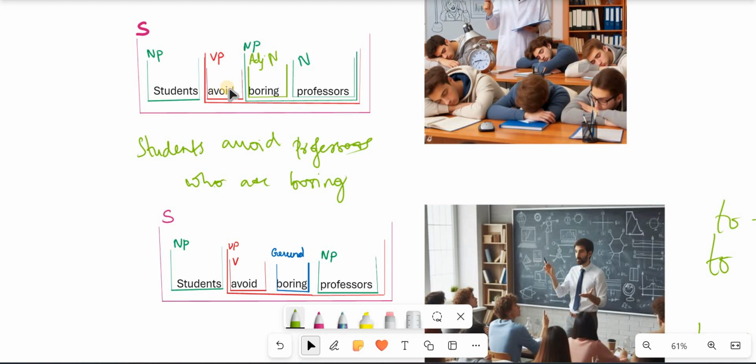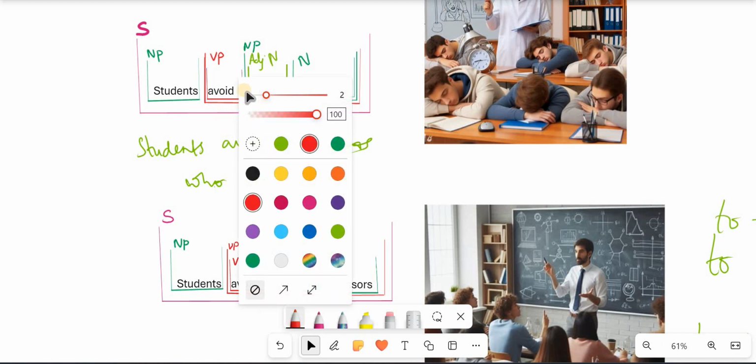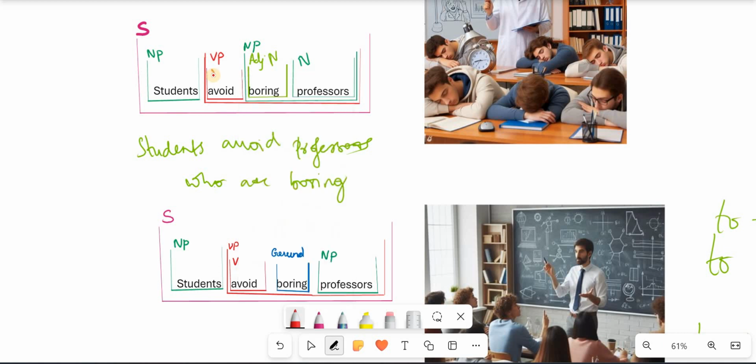In the first, there is this noun phrase students, then there is this verb avoid, and avoid boring professors is a verb phrase. The entire thing is a verb phrase. Now you have the verb avoid, then you have this adjectival noun boring, which is an adjective which modifies the noun professors. So these two together form an NP, and this entire thing is a VP; now this entire thing is a sentence. In the second, the NP is students, again the VP has a V, avoid, then boring is a gerund form, the to plus infinitive form in the ing form, the act of boring.